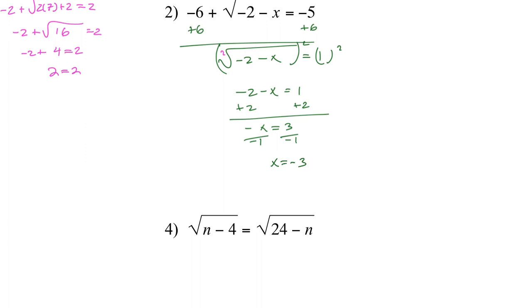Again, let's check this. So negative 6 plus the square root of negative 2 minus negative 3 equals negative 5. So negative 6 plus, I got negative 2, this becomes a positive, so negative 2 plus 3 is 1, equals negative 5. So negative 6 plus 1 equals negative 5. So negative 5 equals negative 5. So this is my solution.